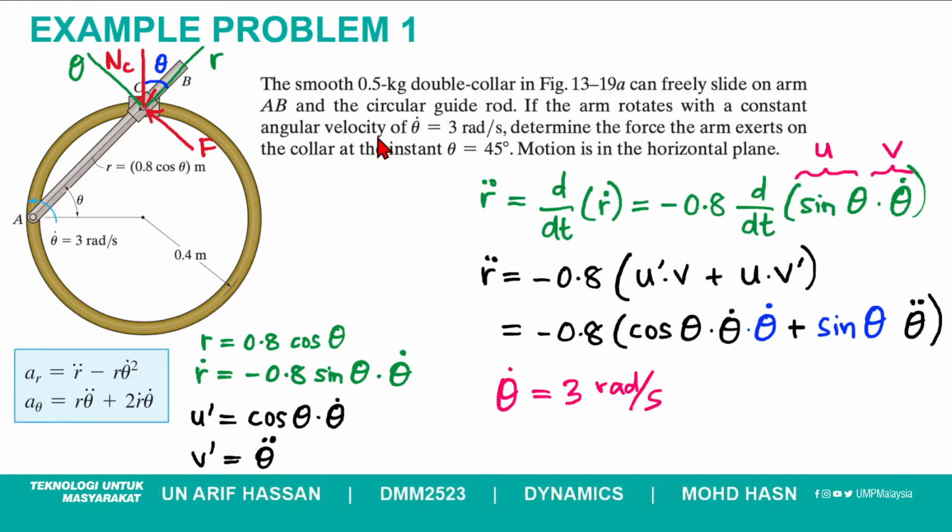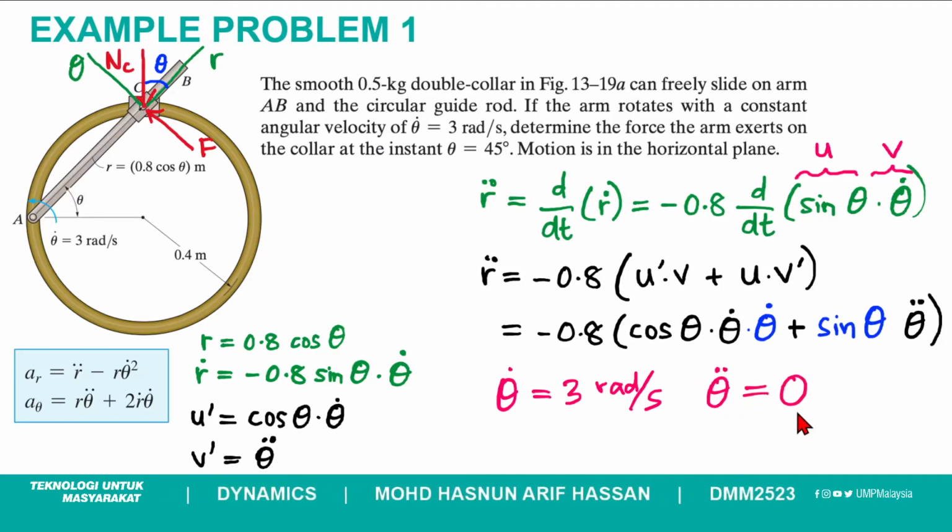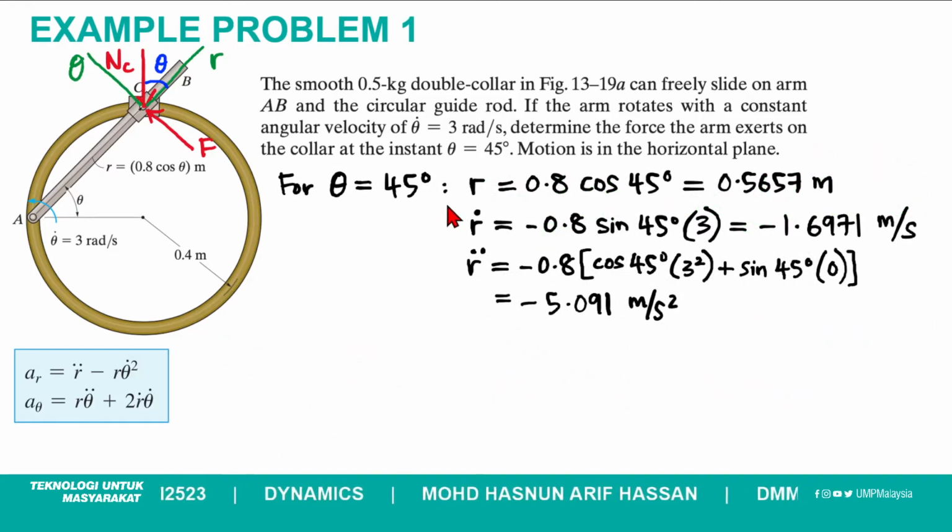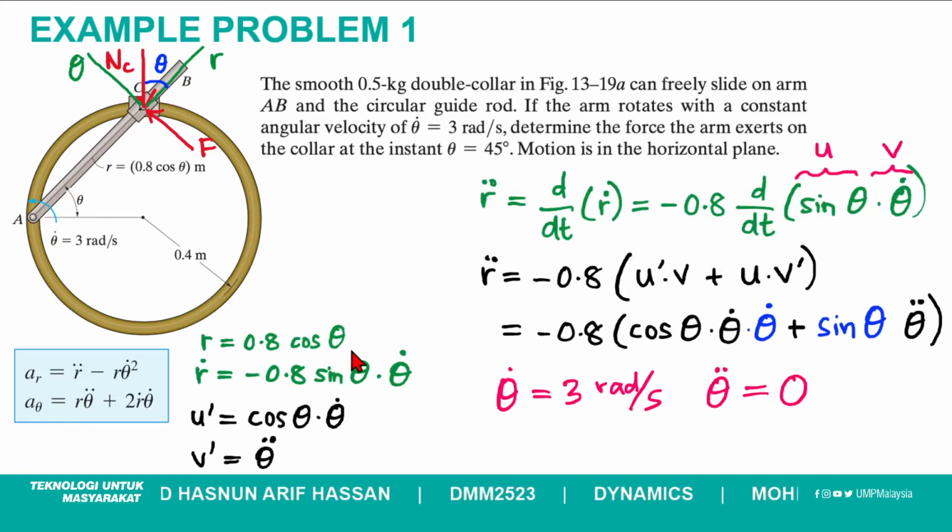So what will be the angular acceleration? If the velocity is constant, the angular acceleration is 0. Angular acceleration is theta double dot. So theta double dot will be 0. Why? Because the angular velocity is given as constant. If you have any questions, just ask. I will move on. From the calculation before, we have r, we have r dot, we have r double dot.